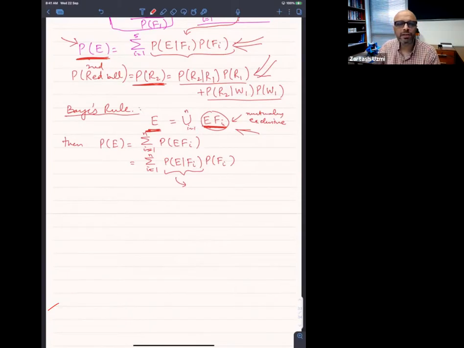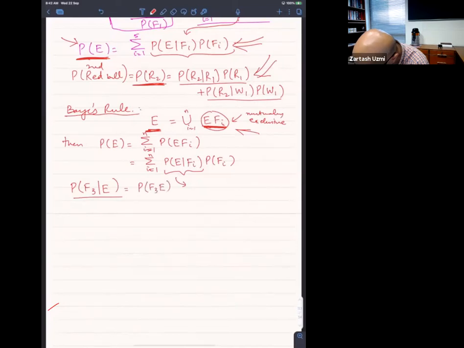जो हमने कहा था कि बेस रूल इस तरह के क्वेश्चन आंसर करता है. What is the probability? If I tell you that E occurs, what is the probability that F3 occurred? So if I ask you this question, what is the probability of F3 given E? This is hard to answer. In order to answer this, I'm going to make use of the definition of the conditional probability. And the definition of conditional probability tells us that this is equal to probability of F3 and E divided by probability of E.